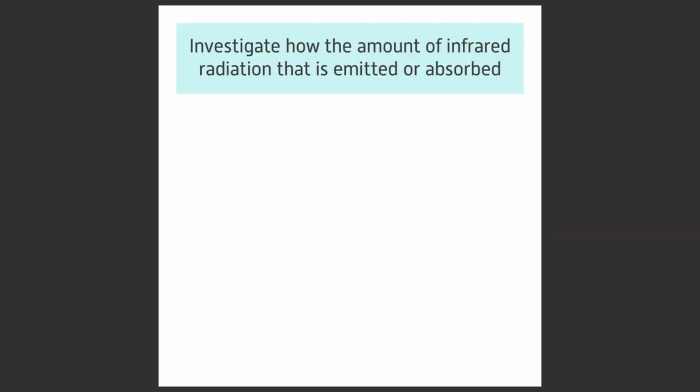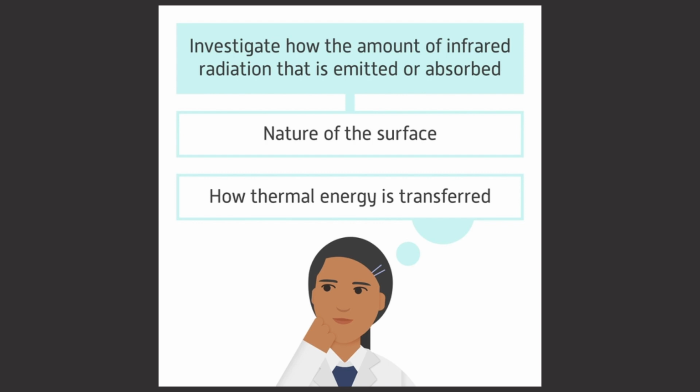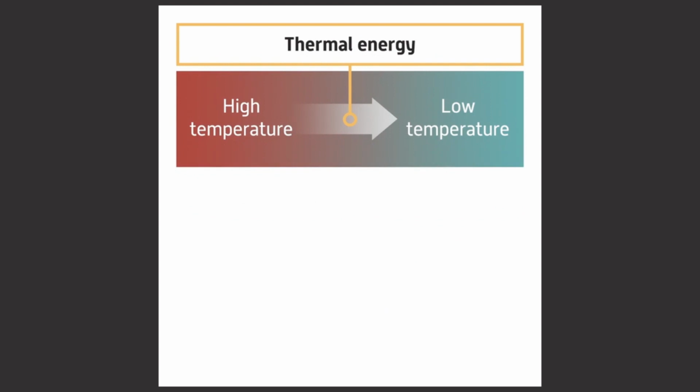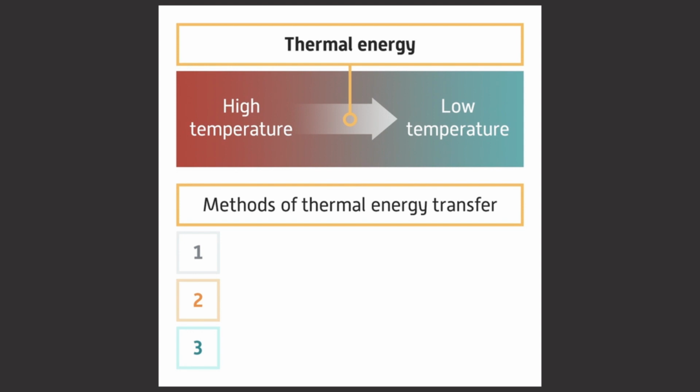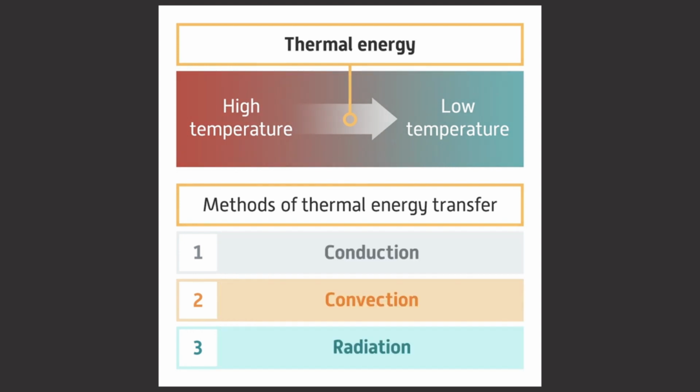In this pod, we'll look at how you investigate how the amount of infrared radiation that is emitted or absorbed depends upon the nature of the surface. Before we start, let's revise how thermal energy is transferred. Thermal energy will move from a region of high temperature to a region of low temperature. There are three methods of thermal energy transfer: conduction, convection, and radiation.